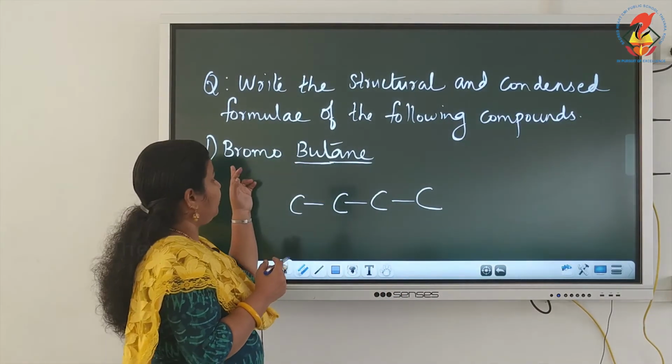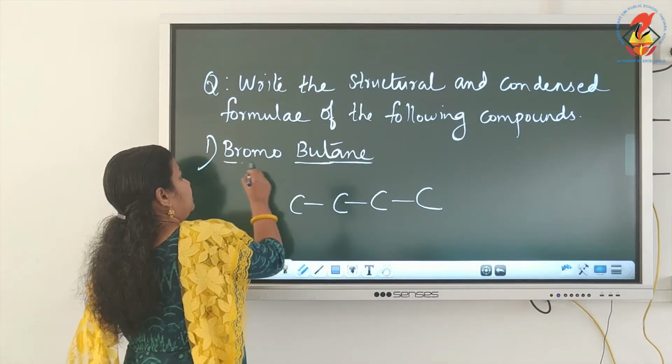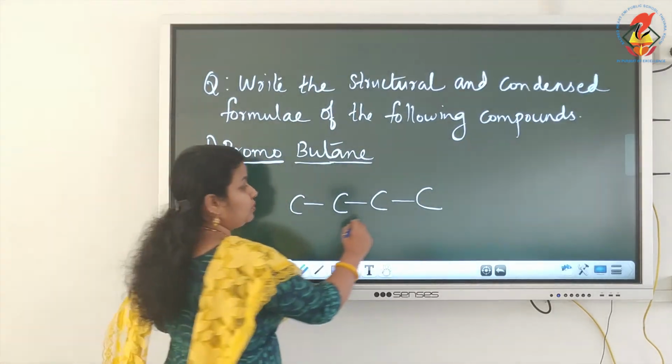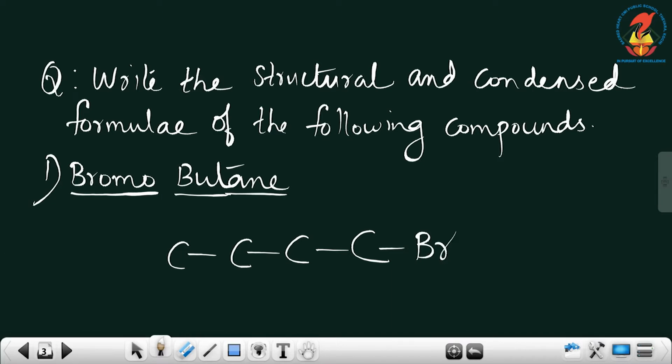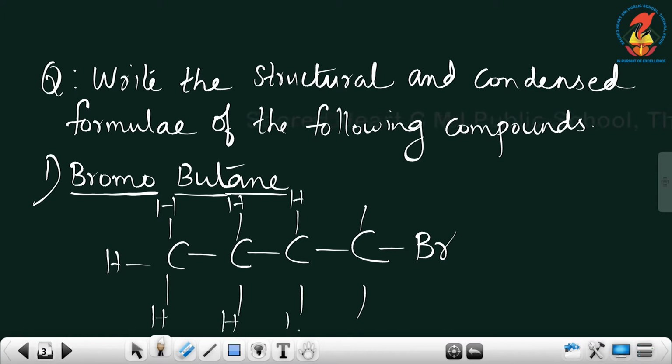Now, is there any functional group present? Yes, bromo. So, write the bromine atom, Br. Now, what we have to do? The other valencies of carbon should be marked and filled with hydrogen atoms. So, this is the structural formula.